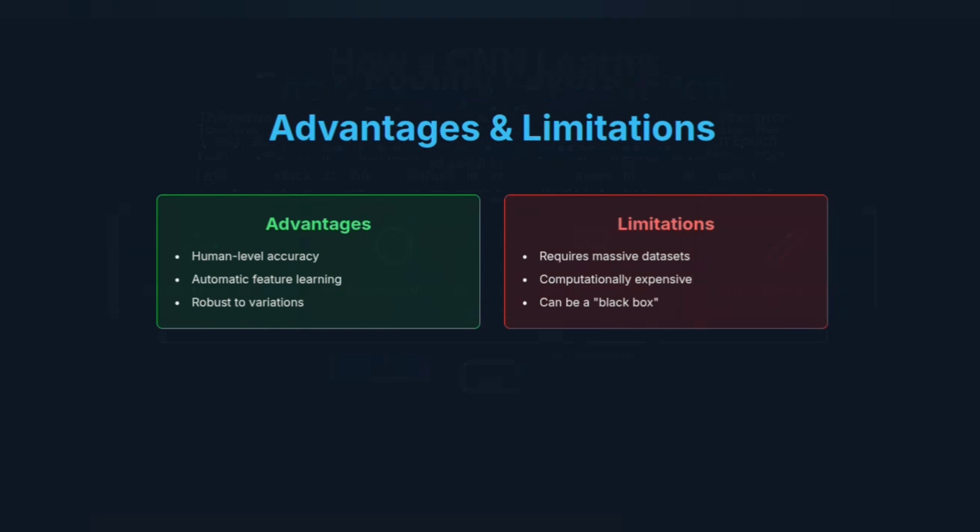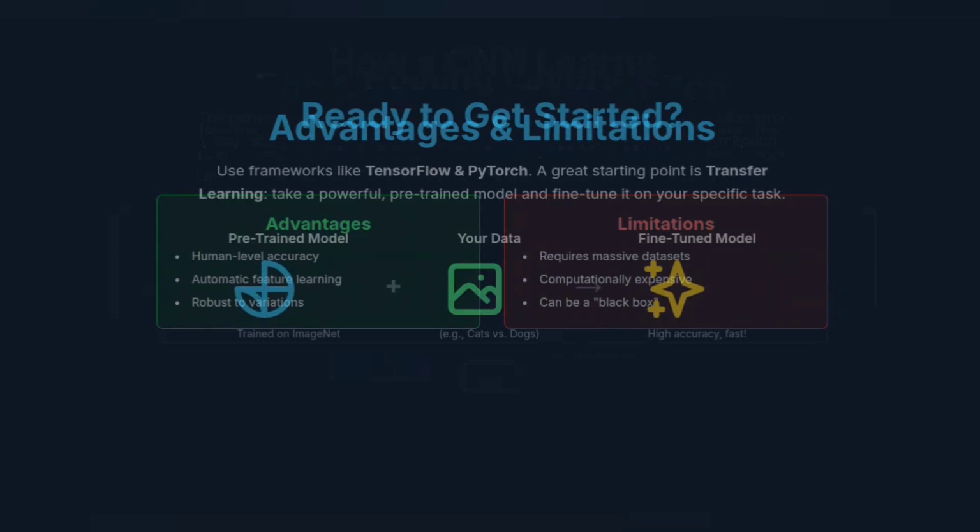But they also have limitations. They require massive amounts of labeled data to train properly. They need significant computational power. They can be fooled by adversarial examples, images specifically designed to trick them. And they're often black boxes. We can't always understand why they made a particular decision.